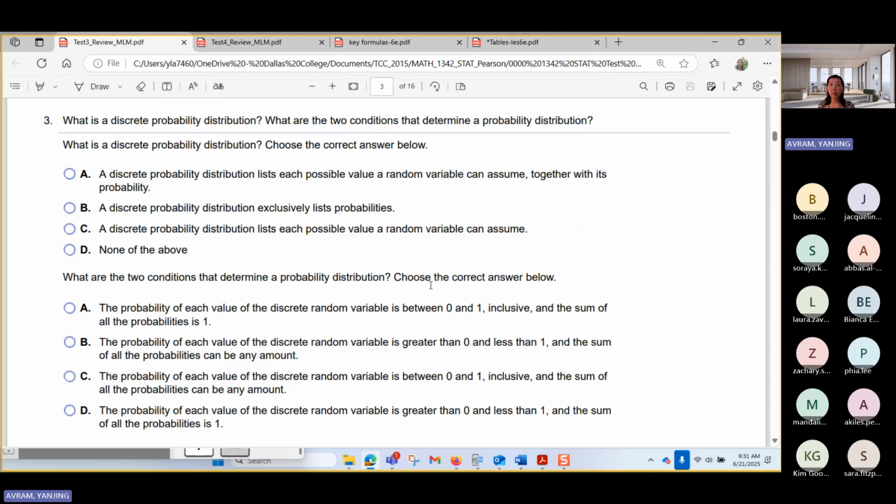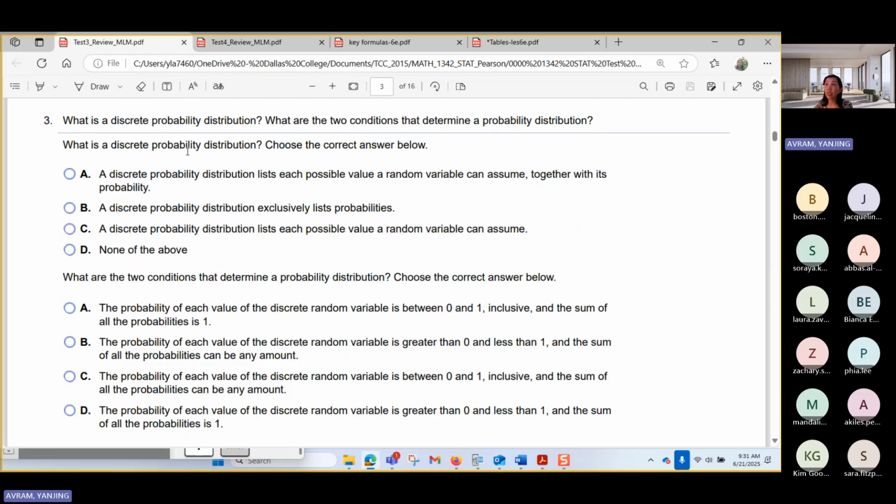Okay, number 3 is trying to see what is a discrete probability? Discrete probability is in 4.1. Okay, so what is a discrete? Discrete is something you can count, right? And then we want to find this kind of probability. So you have to know the concept. What are the two conditions that determine the probability distribution? Okay, and what is the discrete probability? Yeah, this one is choosing the correct answer, right?